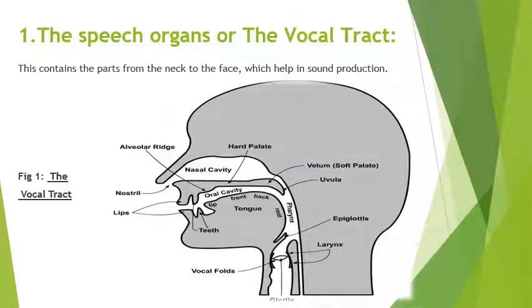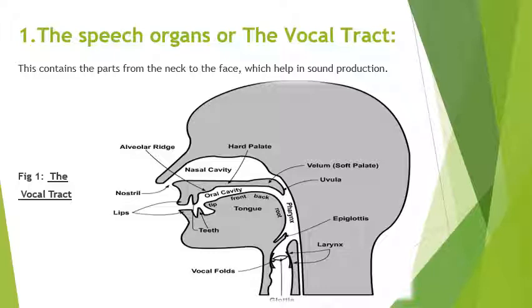As you can see on these slides, we have a diagram of what we call speech organs or vocal tract. The diagram contains the parts from the neck to the face, which help in sound production. What I'm trying to say is that all the speech organs you see on the diagram help in the production of sound. They help because you have to make use of them in the course of producing all the sounds produced in any language.